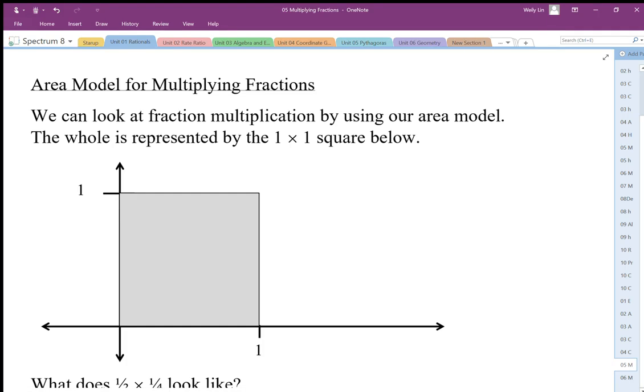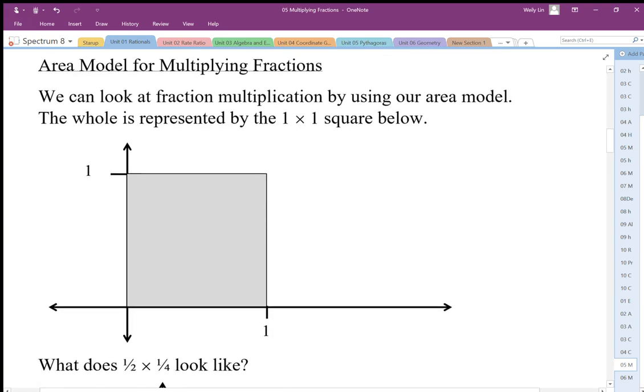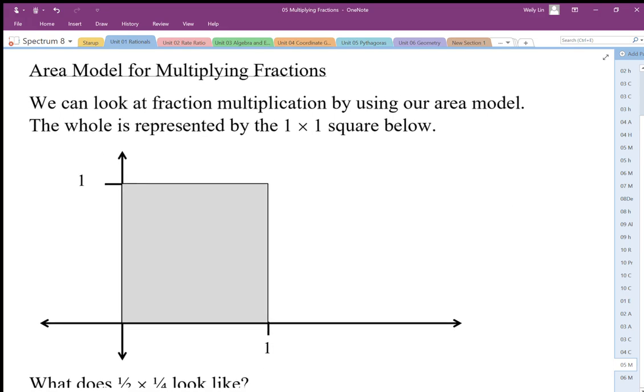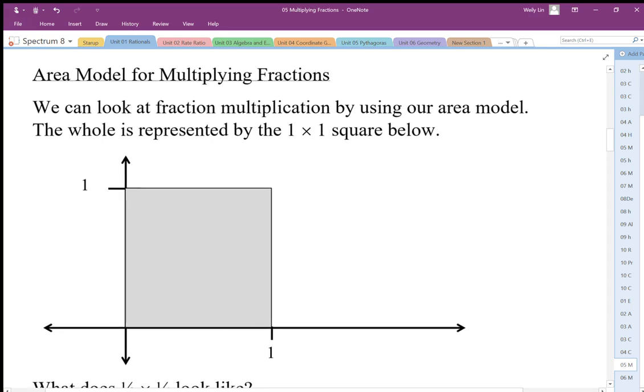So we're going to look at another model for multiplying fractions. The first model was using the language of "of". This one we're going to look at using an area model. When we do multiplication, our main model for multiplication is area. Length times width equals area. So the answer to multiplication is area. We're going to use the area model to help us understand fraction multiplication.